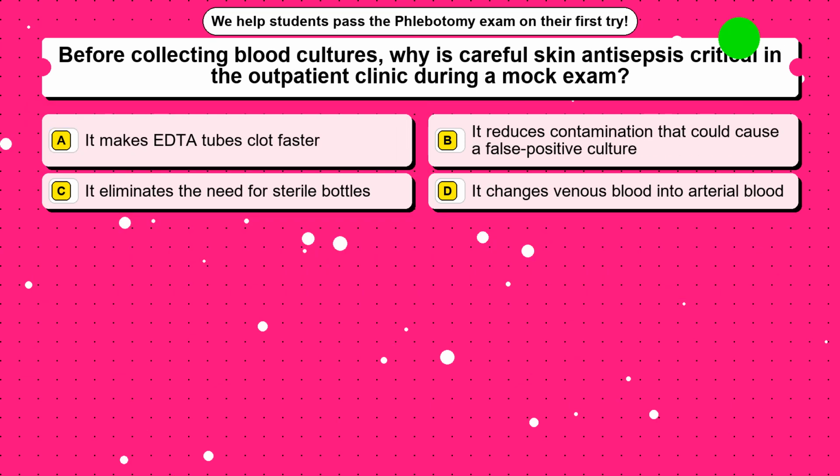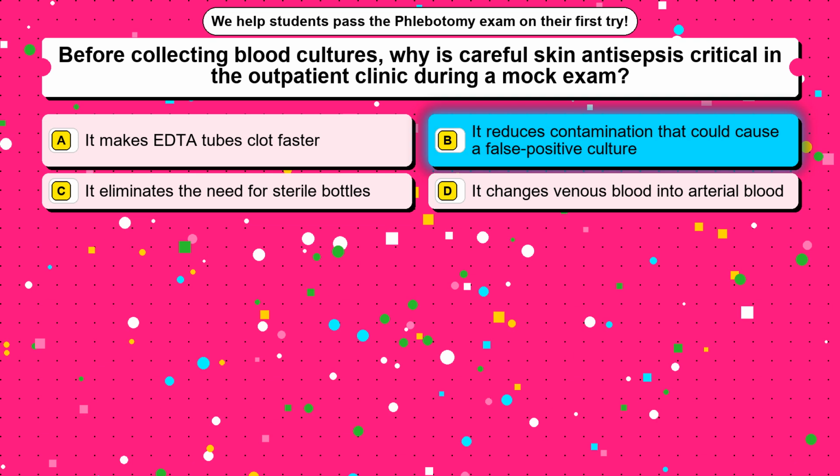Question 40. Before collecting blood cultures, why is careful skin antisepsis critical in the outpatient clinic during a mock exam? Option A. It makes EDTA tubes clot faster. Option B. It reduces contamination that could cause a false positive culture. Option C. It eliminates the need for sterile bottles. Option D. It changes venous blood into arterial blood.